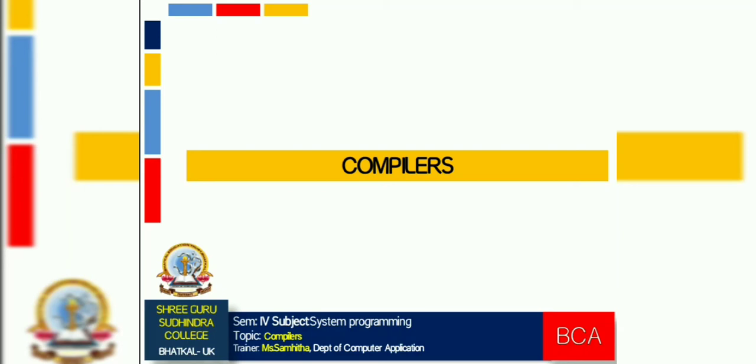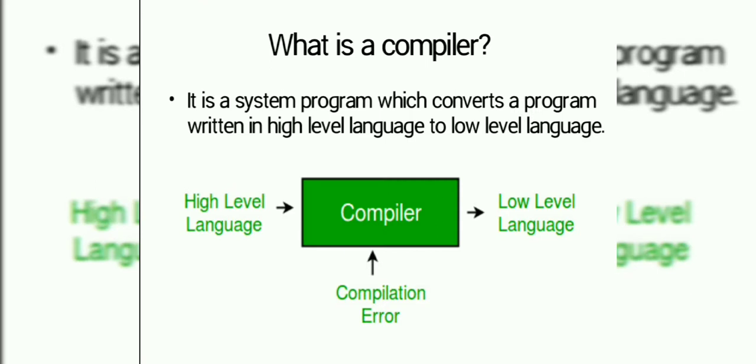Welcome to the revision session, Chapter 4 Compilers. A compiler is a program which helps you to transform source code written in high-level language to low-level language. The process includes basic translation mechanisms and error detection.